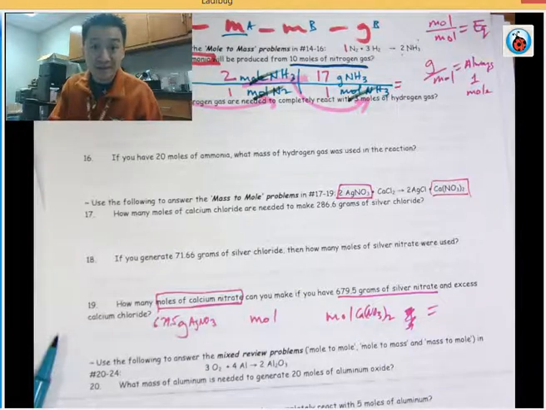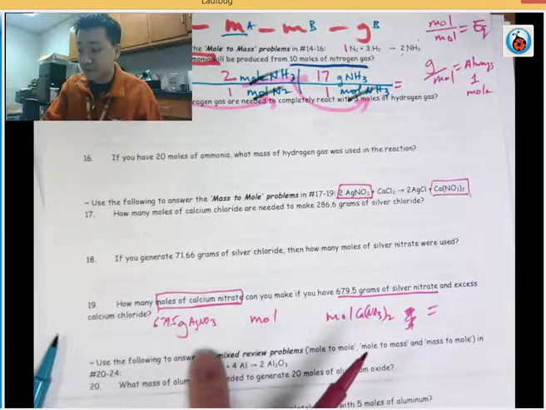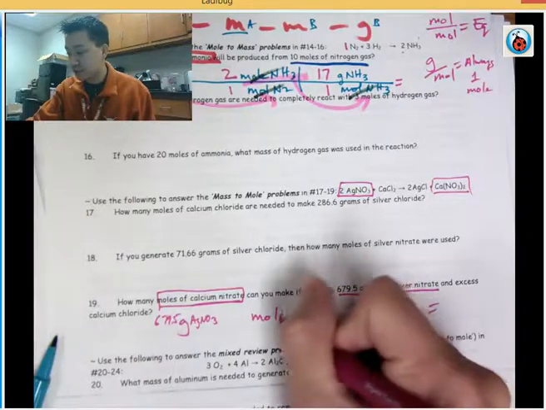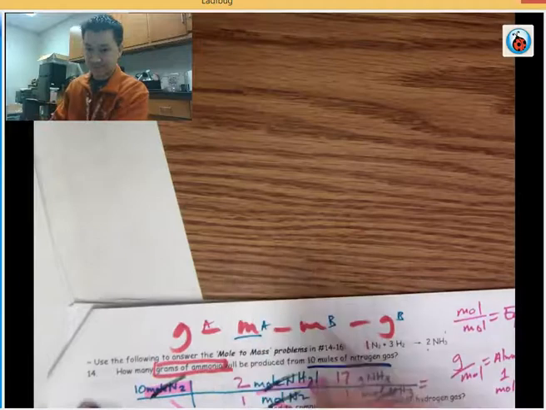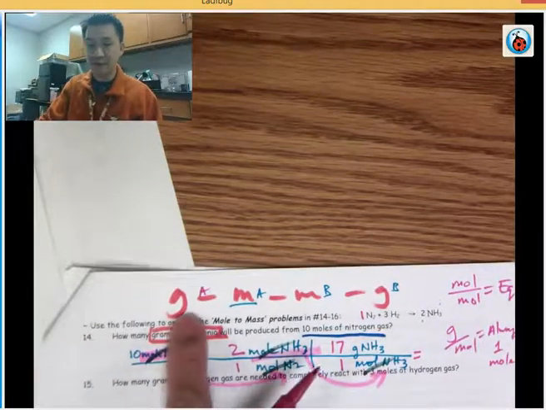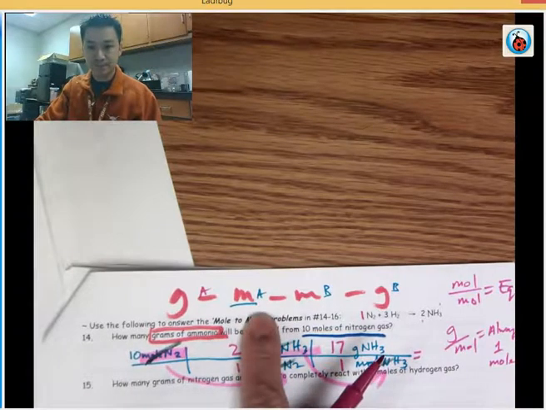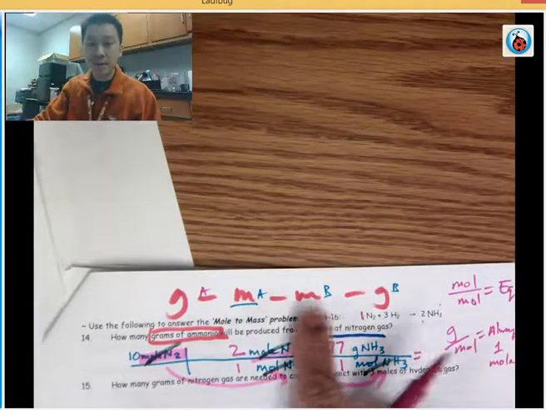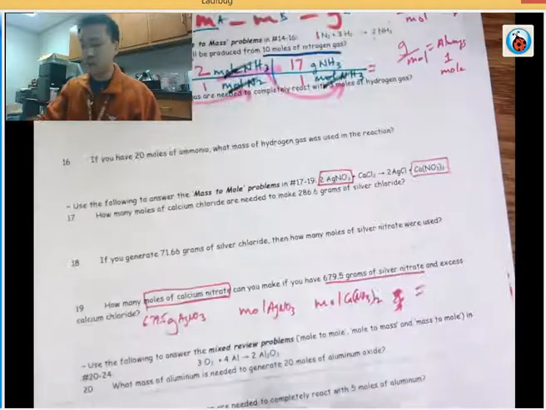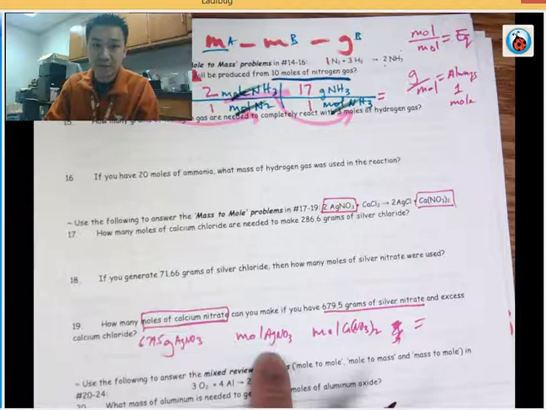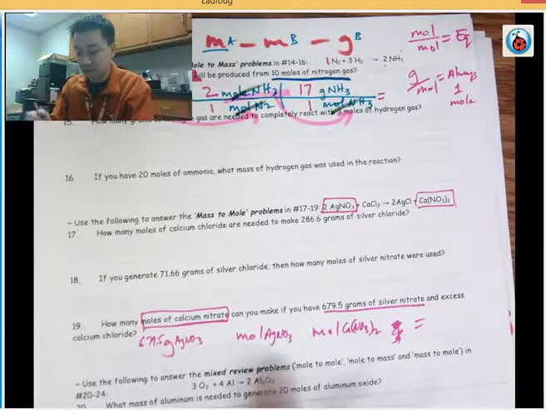The reason is you can't go to moles of calcium nitrate until you get to moles of silver nitrate. Remember, the second one is the mole of the first thing. It's grams of A, mole A, then mole B, gram B. So the first mole is the mole of whatever that first thing is. If it's grams, you've got to change it to moles first.